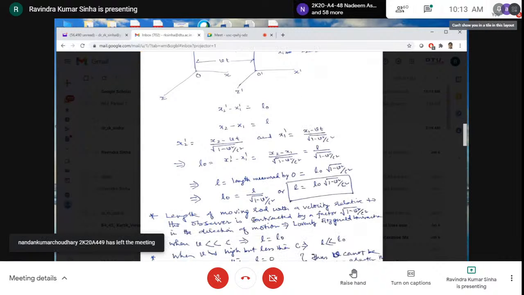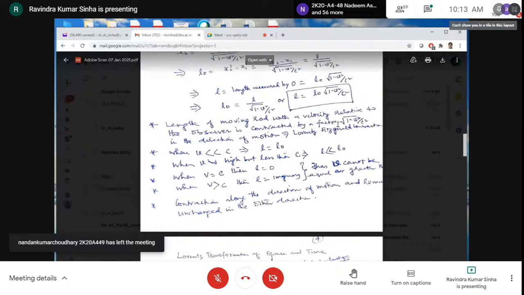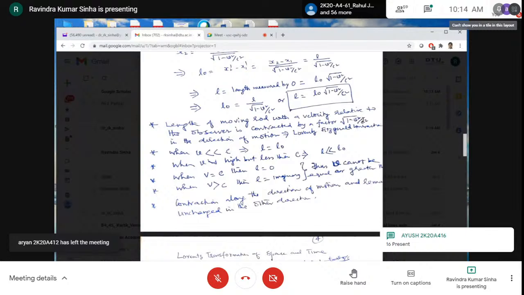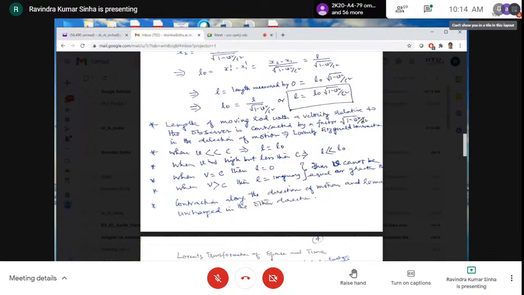So what we had concluded: the length of a moving rod with a velocity relative to the observer is contracted by a factor of square root of 1 minus v square by c square in the direction of motion, and that contraction is called Lorentz-Fitzgerald contraction.